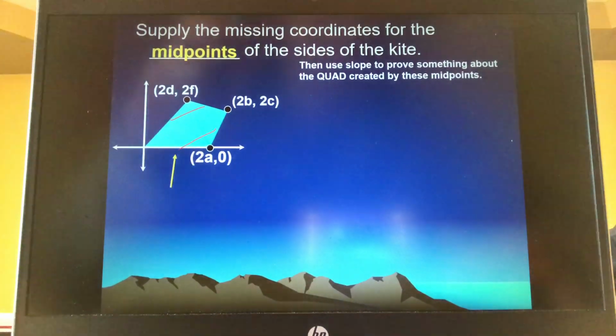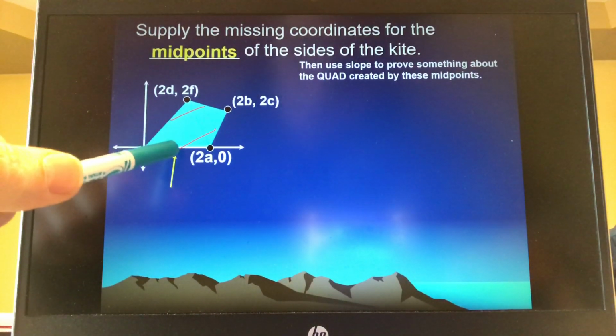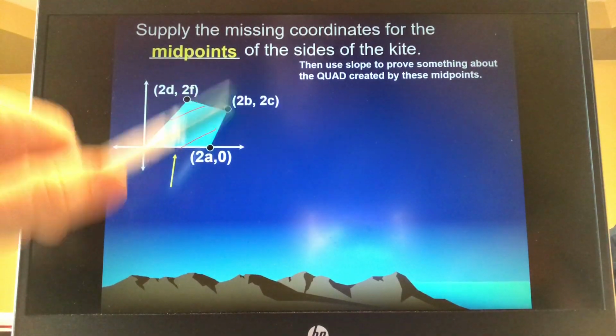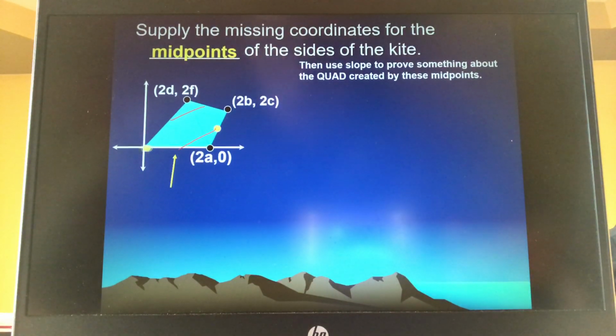So the task again is to supply the missing coordinates for the midpoints of this side, and this side, and that side. So you have 1, 2, 3, 4 answers you're looking for. Just to shoot those images up there in yellow. Find those 4 points. And pause this and come back to it.